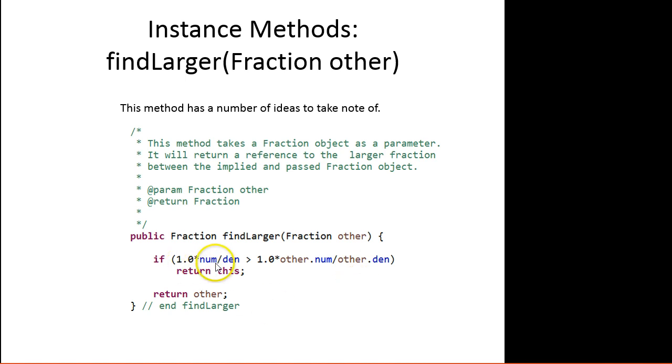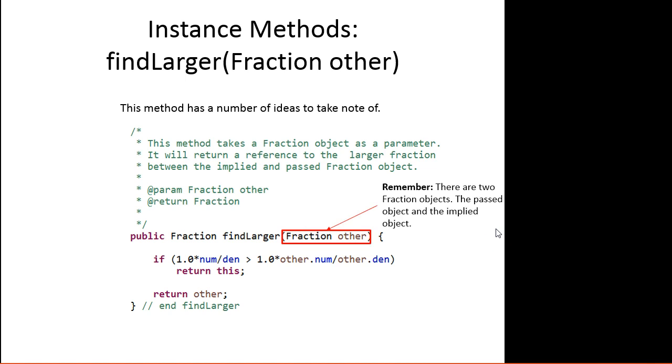So essentially I calculate the decimal representation of each fraction and then figure out which one's larger. Let's look at a couple things. Remember, there are 2 fraction objects here, the passed object and the implied object. I don't need to pass two fraction objects to figure out which one's larger. I just need to pass one fraction object because this is invoked with an implied object.